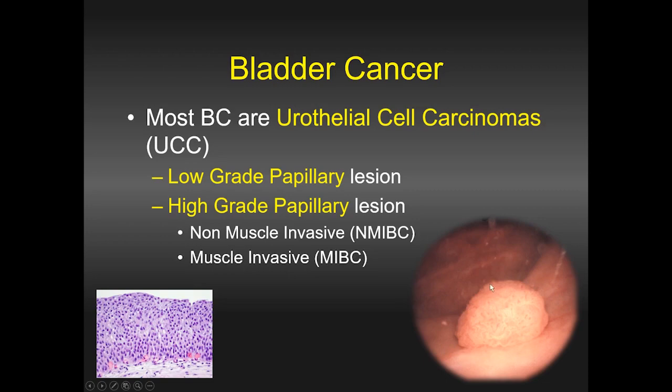So here is an example on a cystoscopic view of a papillary lesion within the bladder, and this is what normal urothelium looks like.